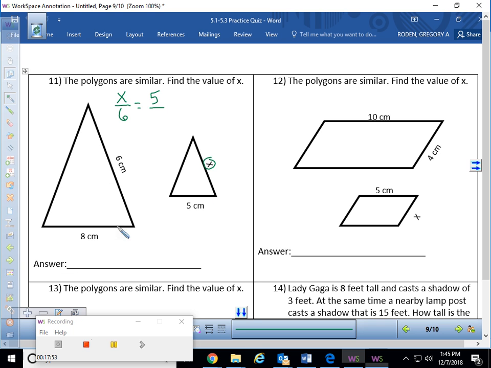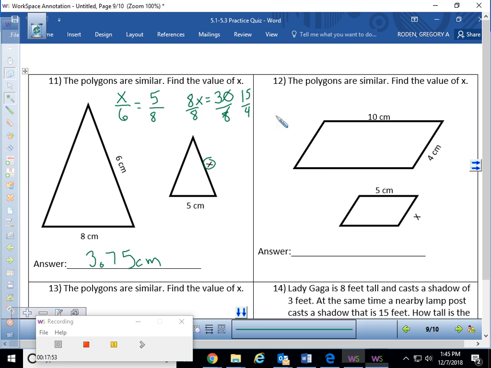And what corresponds to the 5? Well, 8 corresponds to the 5. And then I'm just going to cross multiply, so I get 8x equals 5 times 6, which is 30. And then I just divide both sides by 8. And then I have a little division problem right here. You could reduce first. Maybe you could say this is 15 over 4, and then divide 4 into 15, and you get 3.75 centimeters.